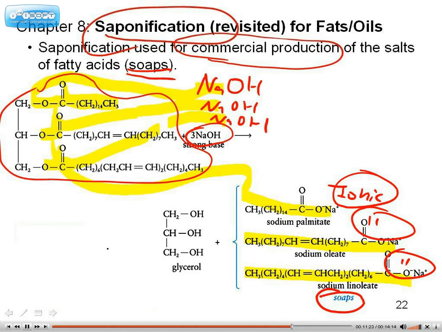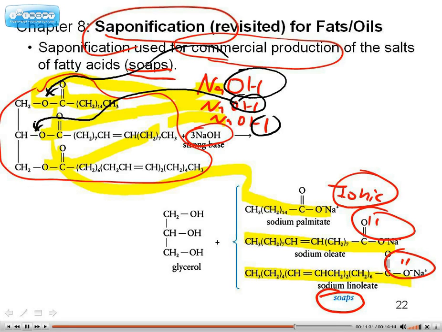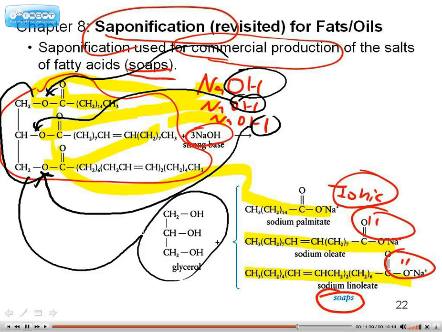Now, the remaining portion of the hydroxides are going to go ahead and fit on this portion of the molecule, which is going to go ahead and form glycerol. So you're responsible for this reaction as well.